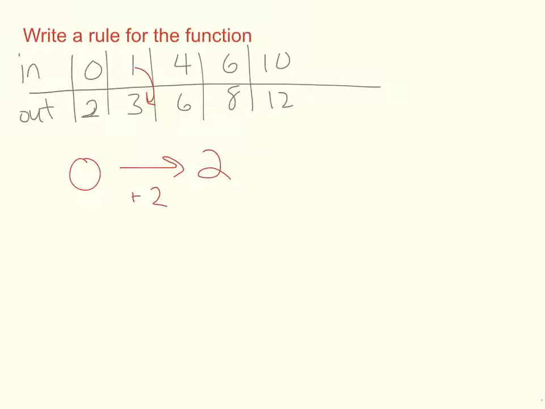Am I adding 2? Yes. To go from 4 to 6, add 2. To go from 6 to 8, add 2. 10 to 12, add 2. So this idea of adding 2 seems to be working for every single one of these outputs as a way to get from input to output.